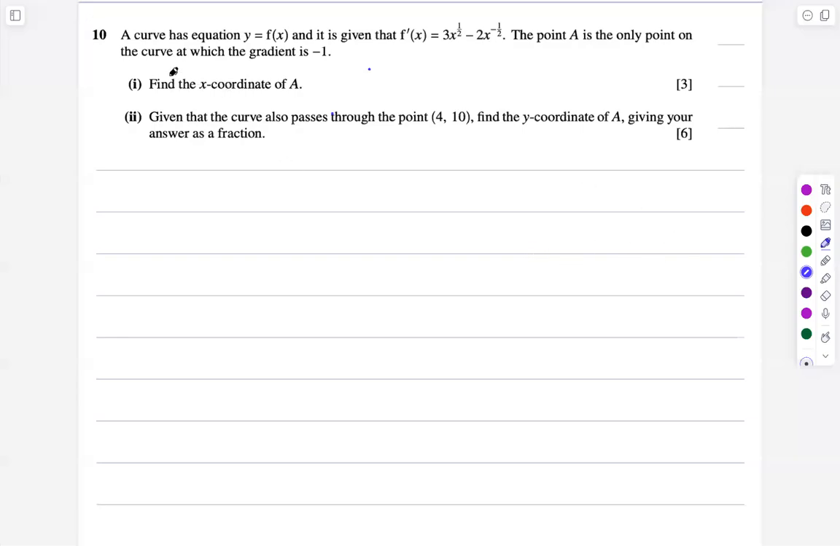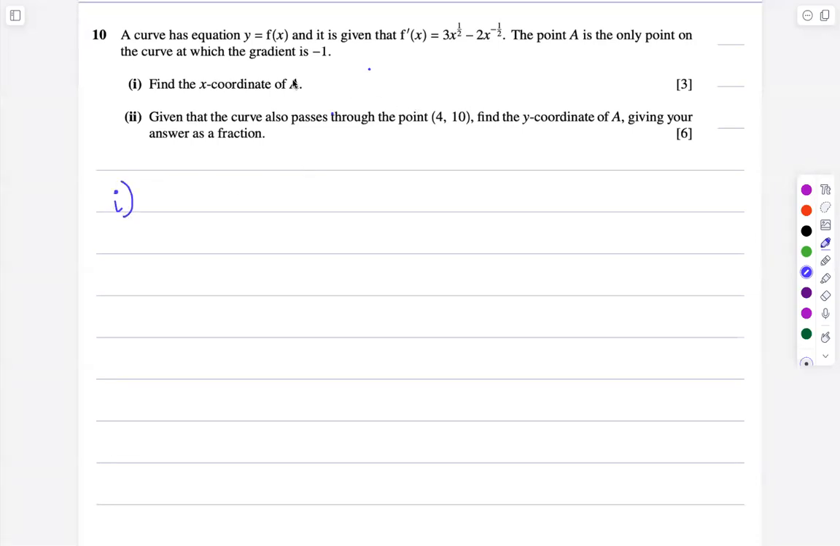In question 10, a curve has equation y equals f of x, and it is given that f dash, or the derivative of f of x, is 3x to the power half minus 2x to the power minus half. The point A is the only point on the curve at which the gradient is minus 1. In part 1, we have to find the x coordinate of A.